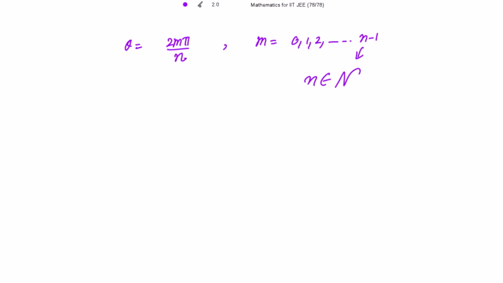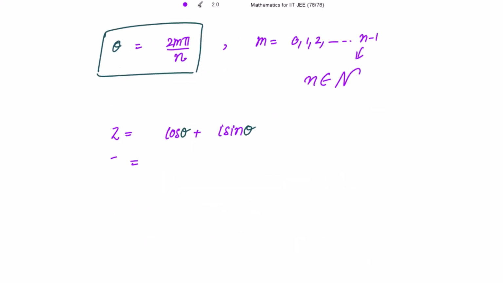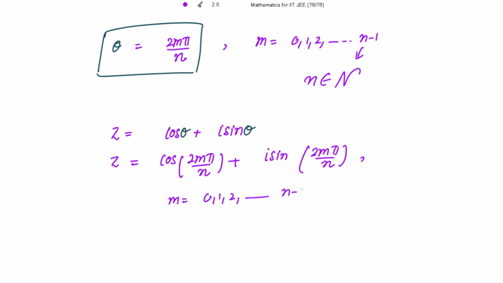So putting the value of theta back into z, we get z is equal to cos of 2m pi over n plus iota sine of 2m pi over n, where m is 0, 1, 2 up to n minus 1, that is a set of all integers, and this value also satisfies z to the power n minus 1 equal to z bar. So these are your set of solutions. Thank you.